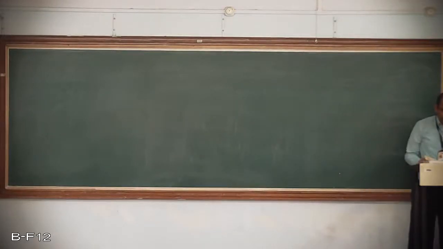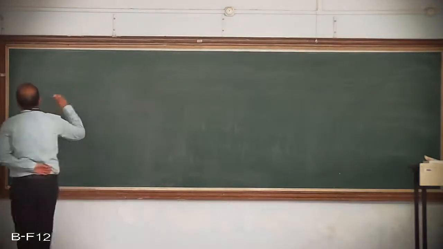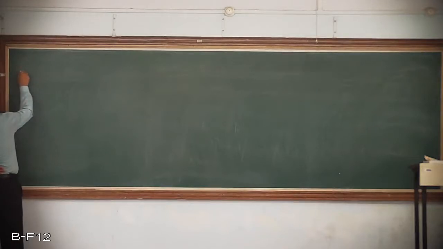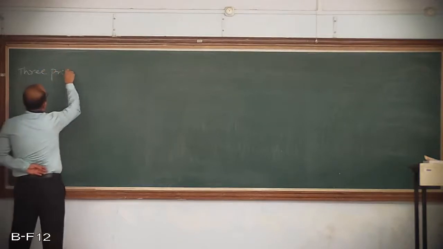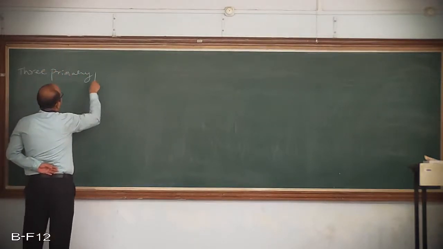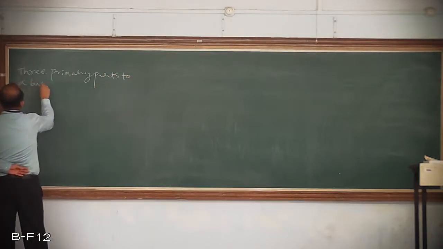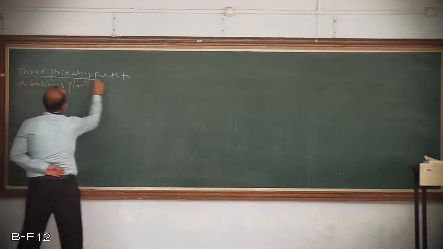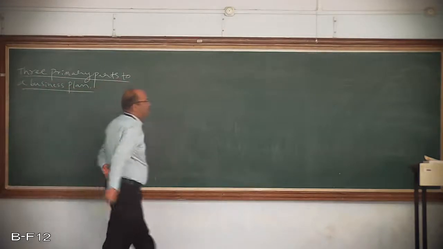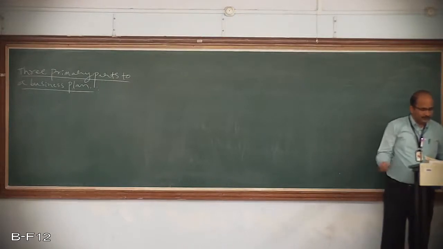So three primary parts to a business plan. Then we will see the anatomy of the business plan. Three primary parts to a business plan. The first is the business concept.